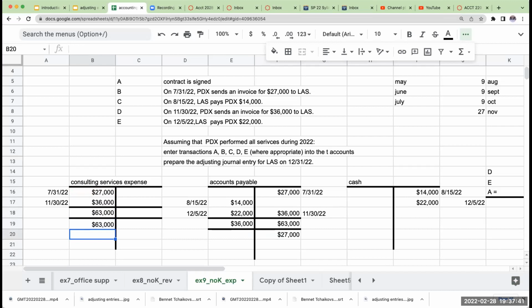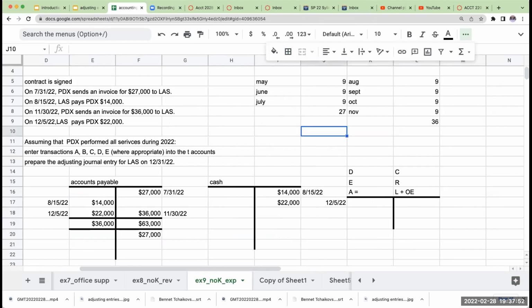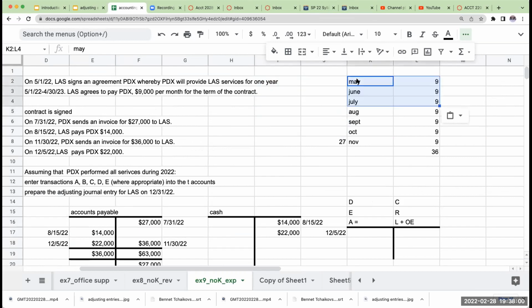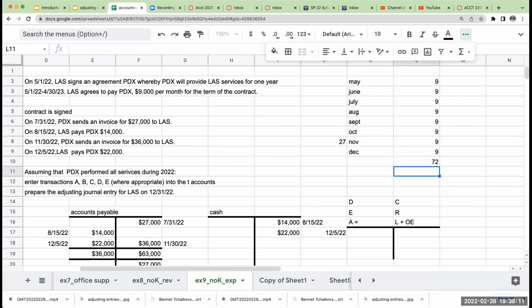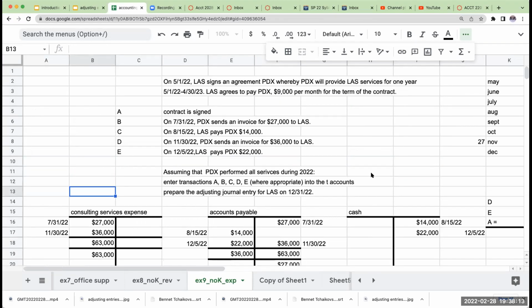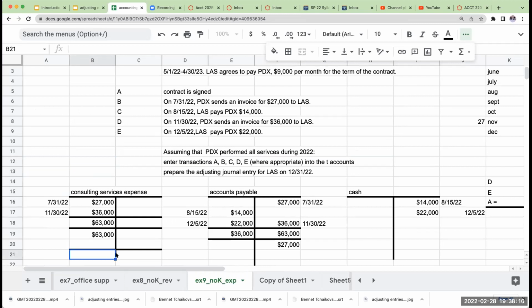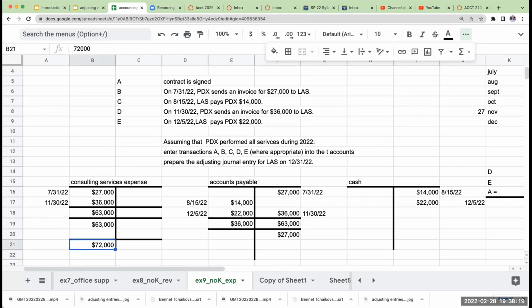Now, when I'm doing adjusting journal entries, my consulting services expense needs to reflect the amount of benefit I've received during the period. So how many months of benefit did I get during the period? Well, if I total everything up that's here, and I go ahead and add in one more month, which is going to be December, when I add up all these months together, I'm going to get a total of $72,000, right? So basically they gave us an invoice for every month but December. So that kind of makes sense that this is going to be 72.